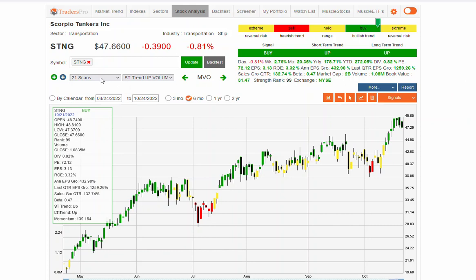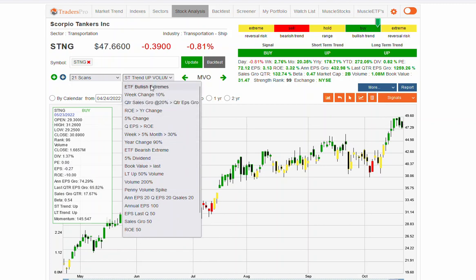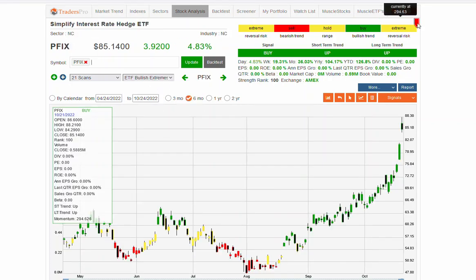One of the settings that you can utilize as an upgraded subscriber is the 21 scan setting. These are 21 scans that I've got set up, they're already set, and they're fantastic scans. One of the ones that I wanted to show you is this ETF Bullish Extreme, to show you what an extreme looks like.